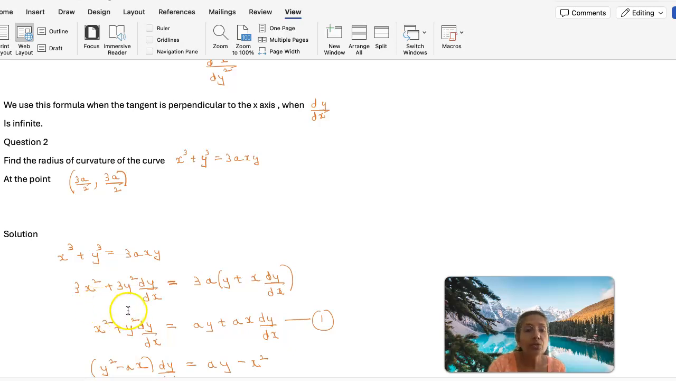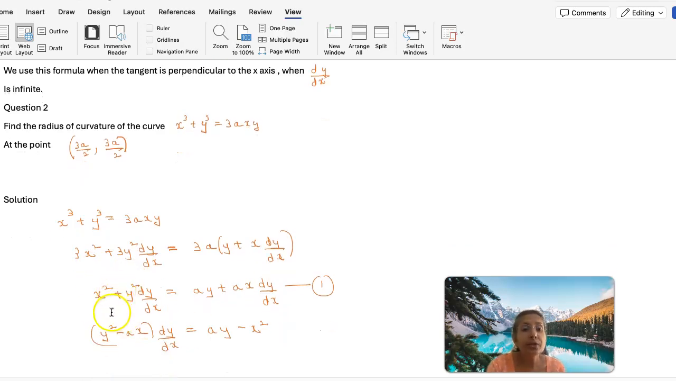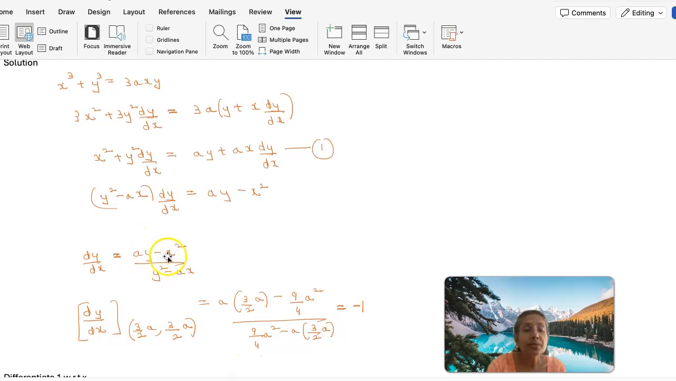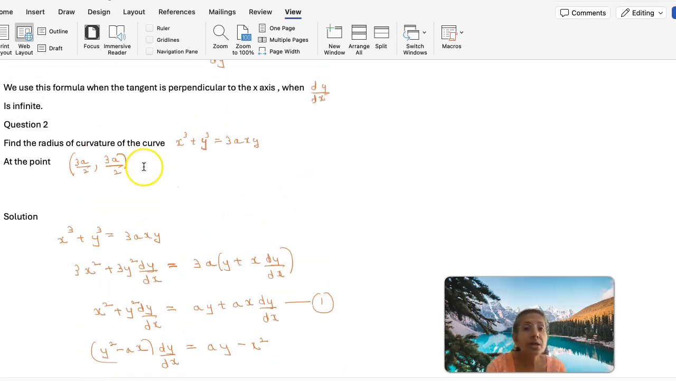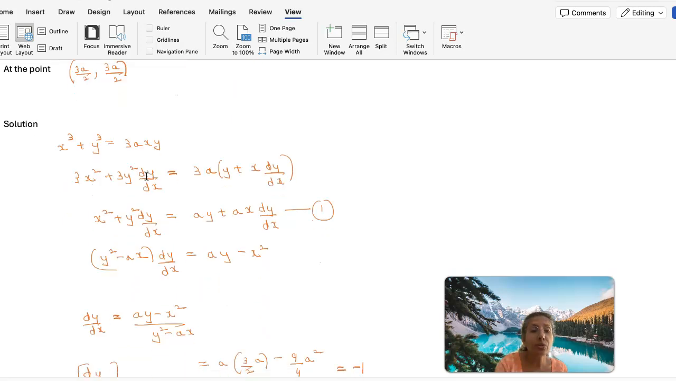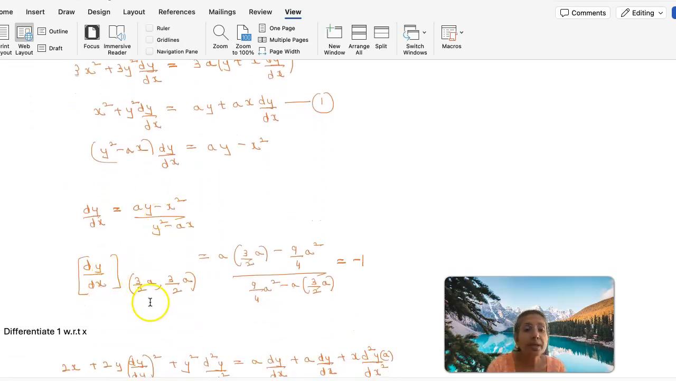So open the bracket, you can cancel out 3, and then you get x squared plus y squared dy by dx is ay plus ax dy by dx. Take the terms in dy by dx together and the other terms to the other side. So (y squared minus ax) dy by dx is ay minus x squared, or dy by dx becomes (ay minus x squared) by (y squared minus ax). Now you need to find the radius of curvature at the point (3a by 2, 3a by 2). So first calculate dy by dx at the point (3a by 2, 3a by 2). Substituting y as 3a by 2, x as 3a by 2, and simplifying, you get it as minus 1.